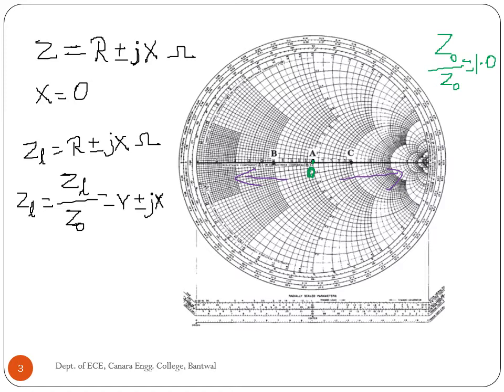Reconversion of the normalized impedance to actual impedance values is done by multiplying the normalized impedance by the system impedance. That is, for example, Z is equal to normalized impedance times system impedance, which is equal to R + jX.